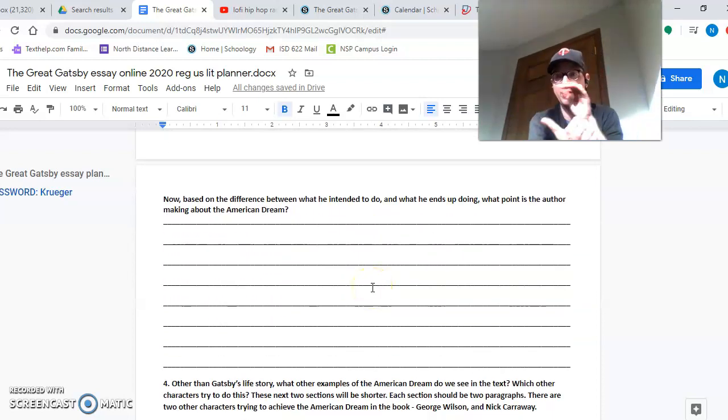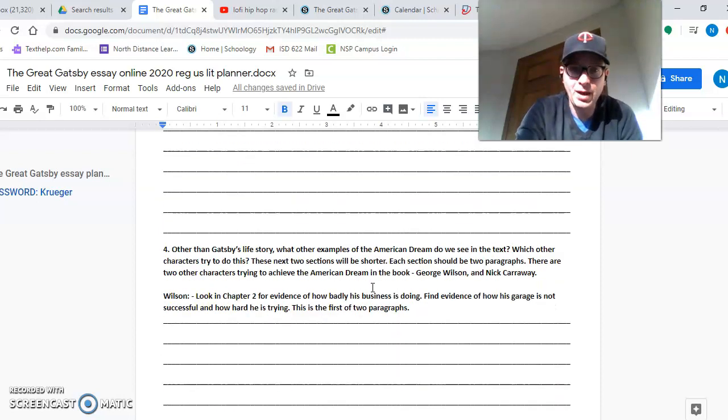Then, after you've shown how Gatsby wanted to earn his money, and how he actually does, you're going to do a short paragraph explaining how Gatsby's life shows the American dream doesn't work, right? If someone who wanted to do it as badly as he did and do it the right way couldn't do it, that doesn't give a lot of hope for anyone else, right?